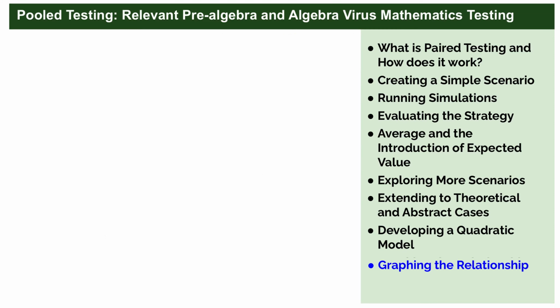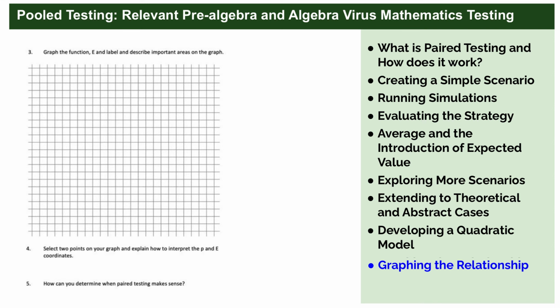Finally, we create a graph to better understand the relationship between expected number of tests and the percentage of the population infected. Using that graph, teachers can work with the students to explore what different points along the graph mean in context. Students can then consider how the graph can help them to answer the question, when does paired testing make sense?